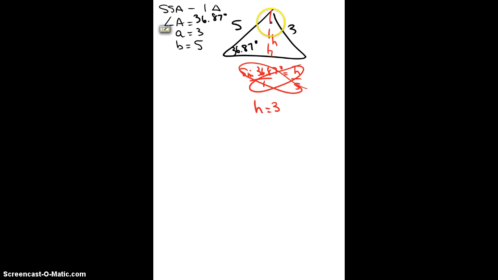Basically, what's happening here is it's 3. So what that's telling you is that you actually have a right triangle, and it's exactly the same as the length of this side over here. And so you're still only going to get one triangle because of that. Now again, I typically don't do that, so I would just do the law of sines. So 36.87 over 3.